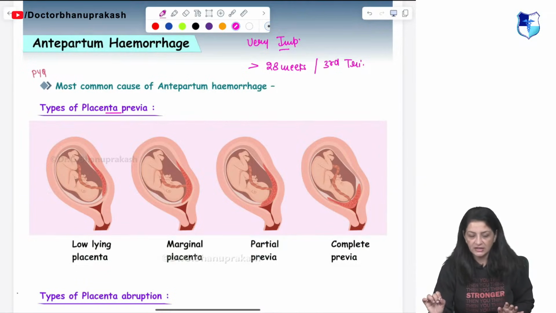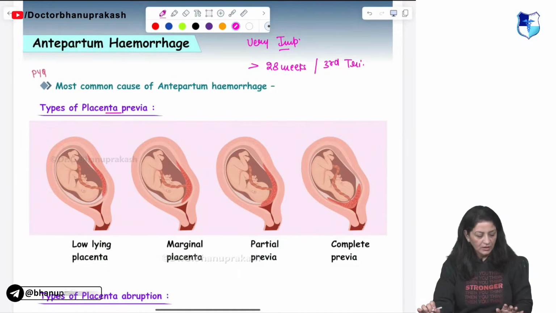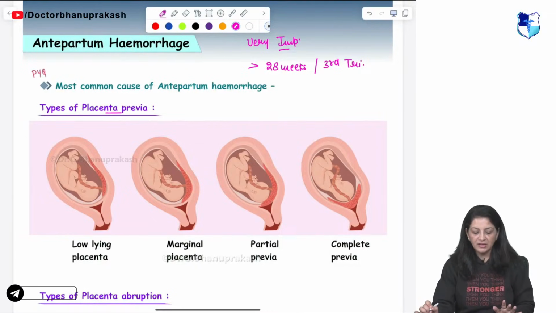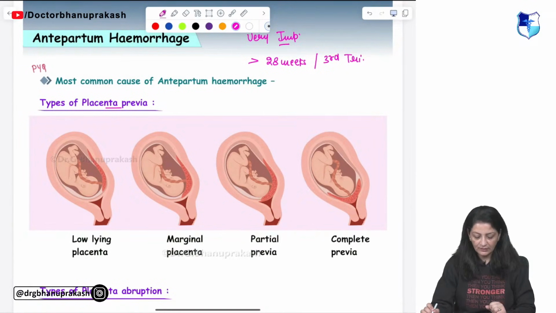That is called placenta previa. Now tell me, what are the causes of placenta previa? Risk factors are multiparity, advanced maternal age, and history of antepartum hemorrhage. These are the risk factors. Now tell me what are the causes of placenta previa.